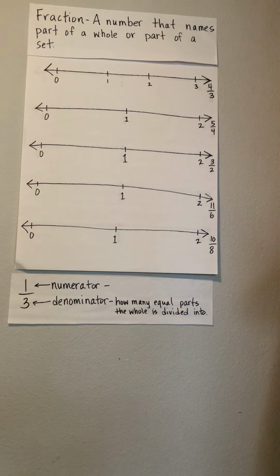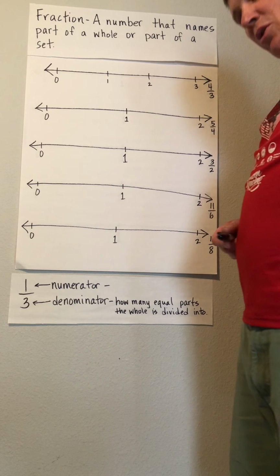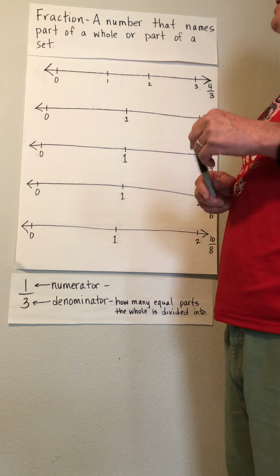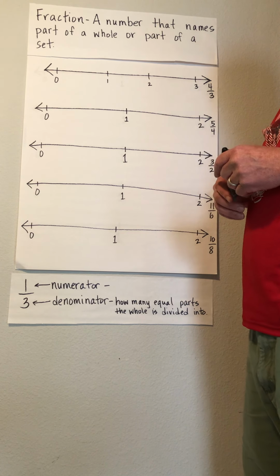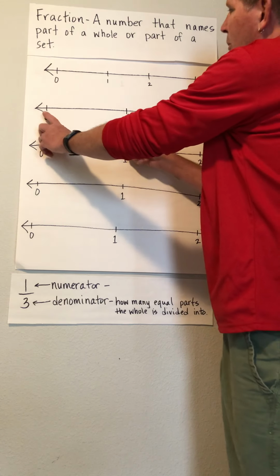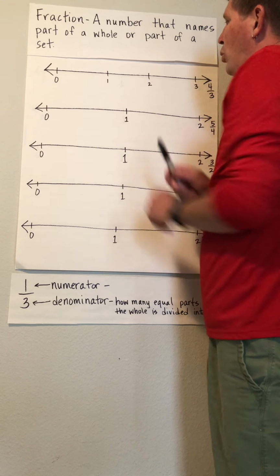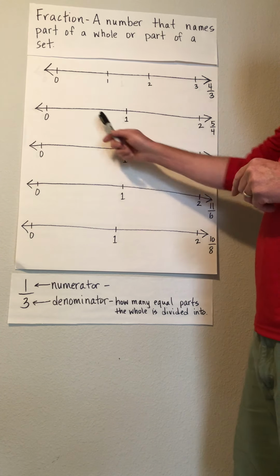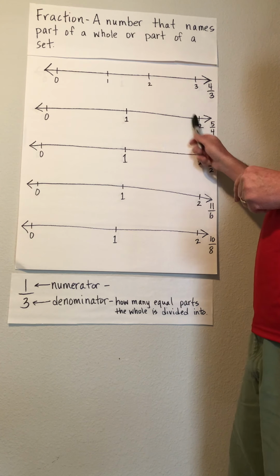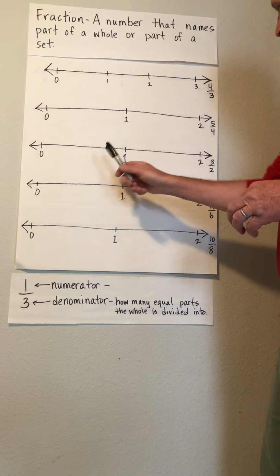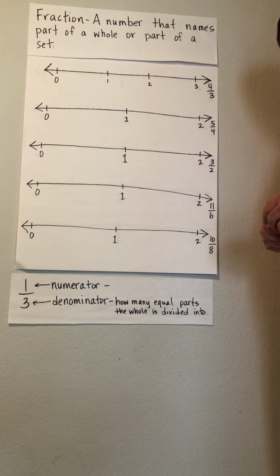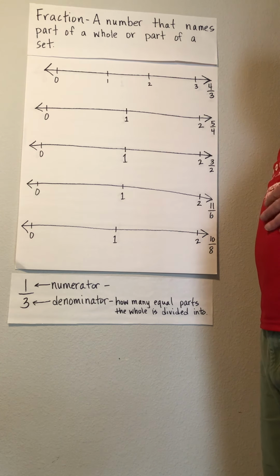Hello, everybody. I'm going to continue with fractions on a number line today. When we did fractions on a number line earlier this week, our number lines went from 0 to 1. Well, as you may notice, our number lines are going past 1, and on this one even past 2, because sometimes you have fractions that are greater than 1.